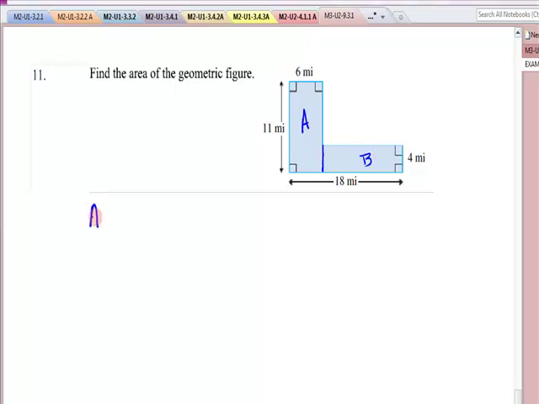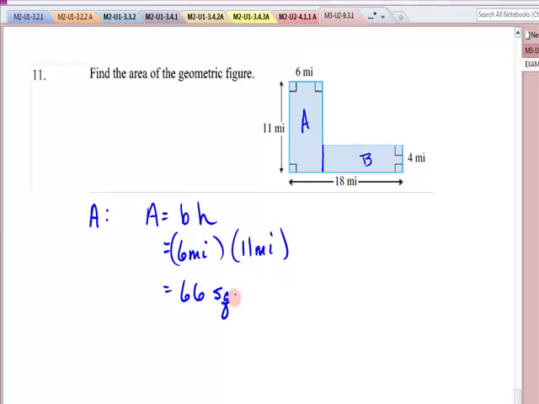All right, let's look at rectangle A. The formula, area is base times height. The base is 6 miles. The height is 11 miles. And that gives me 66 square miles. That is for the area of rectangle A. Well, let's look at rectangle B.